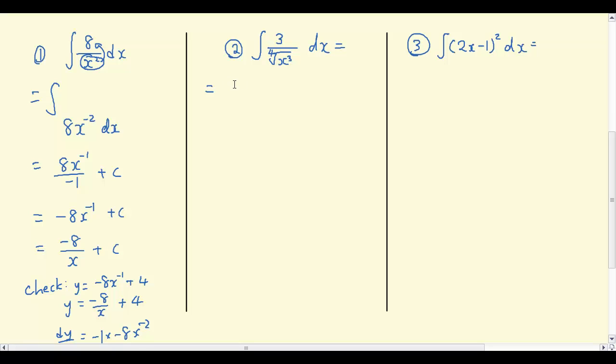Okay, question 2. Again, we want to move the denominator to the numerator position, as well as having to change the square root sign into just a normal power.